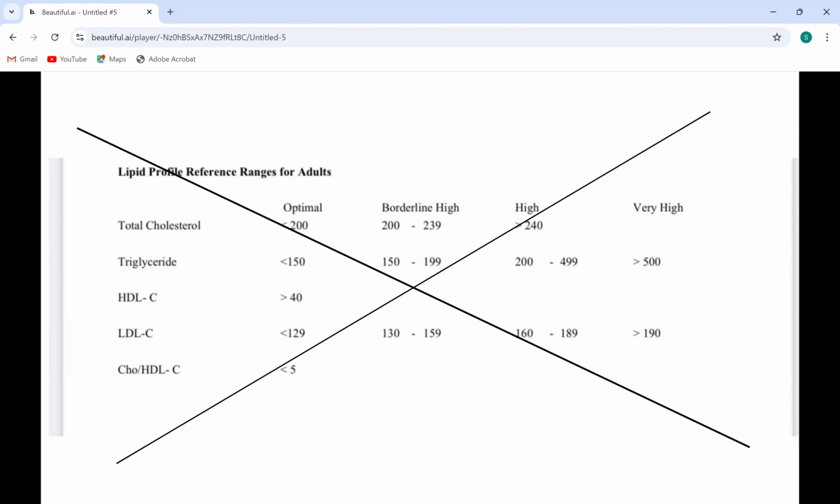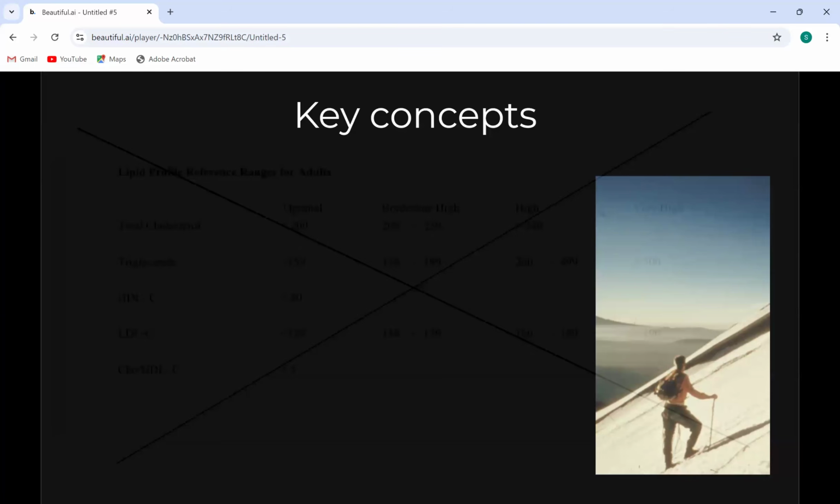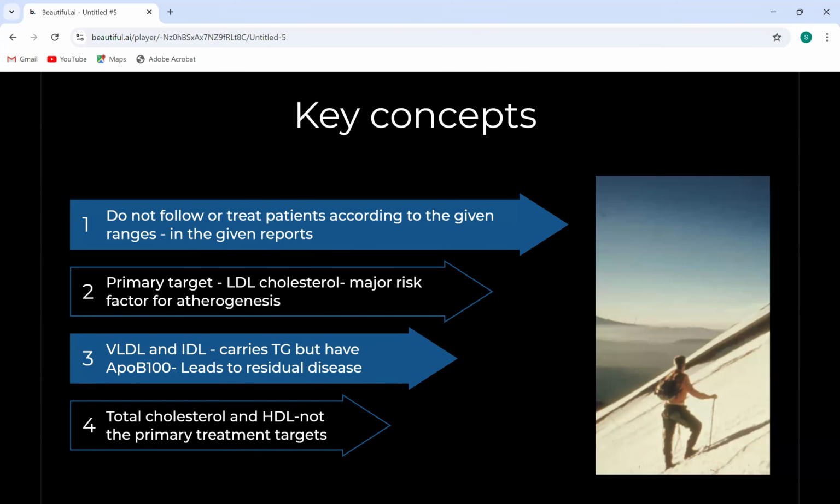for the next 10 years. These are patients who have not had any previous cardiovascular events. So the key concept of treating is, do not treat patients according to the given ranges, like what I said. Your primary target in treating your lipids would be your LDL cholesterol.